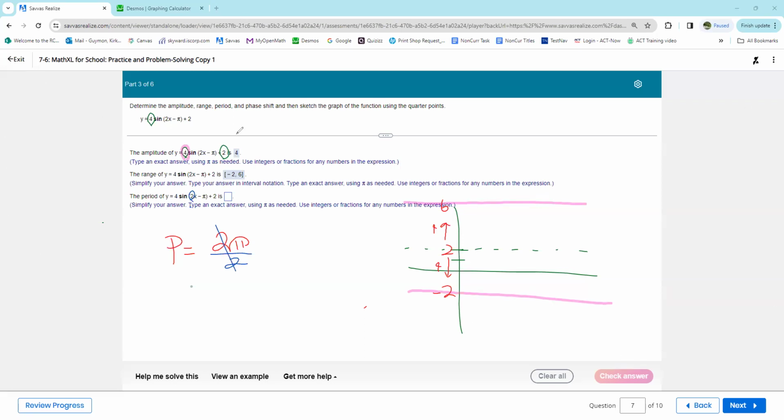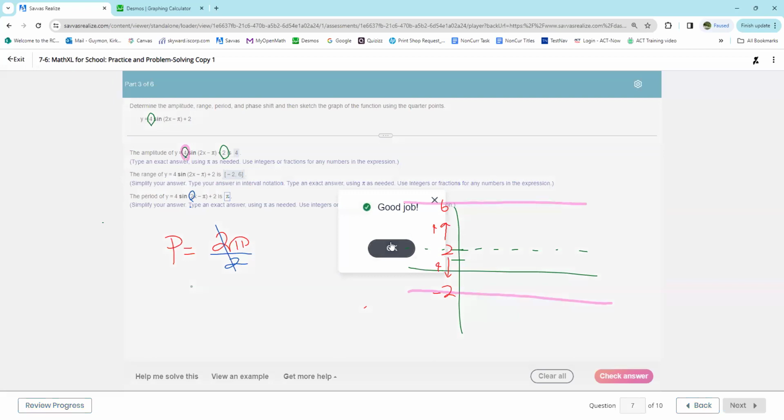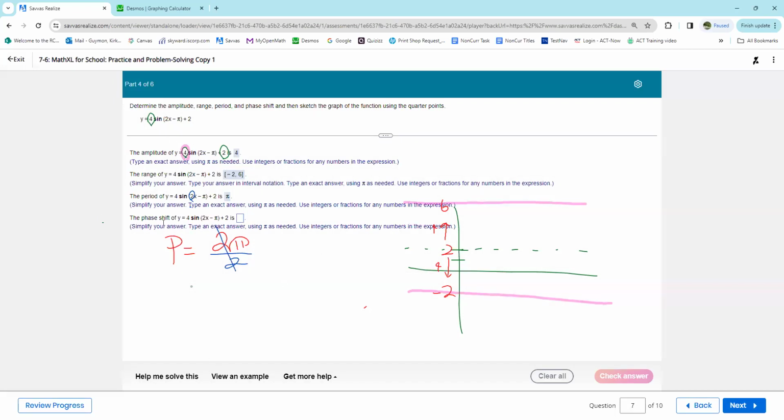And I don't know if you've realized this yet, but Savvas will let you, instead of hitting the pi button, just type the letters pi. And moving right on to part 4, this is all good.